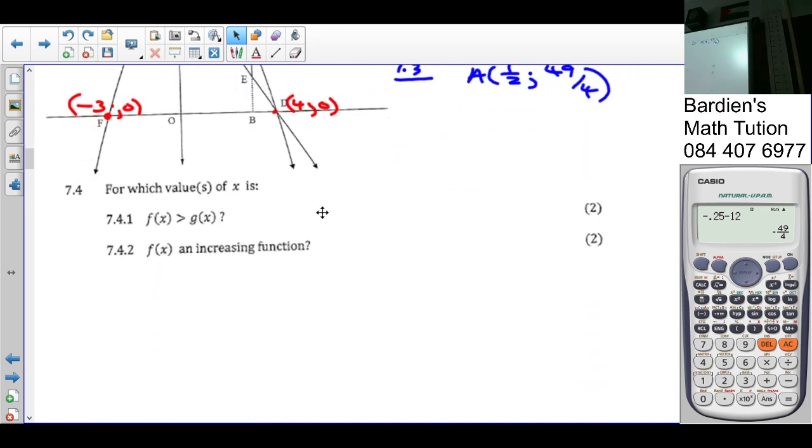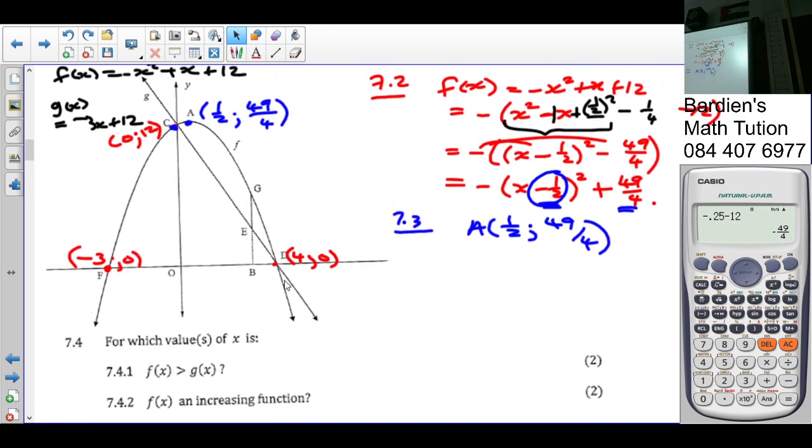The next question. We are asked, for which value or values of x is f of x greater than g of x? So in other words, where is f of x on top of g of x? Now looking from on top.